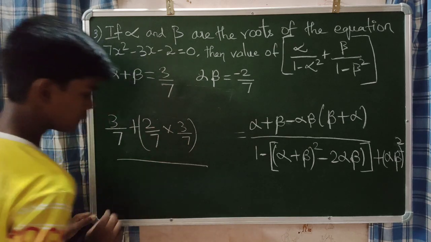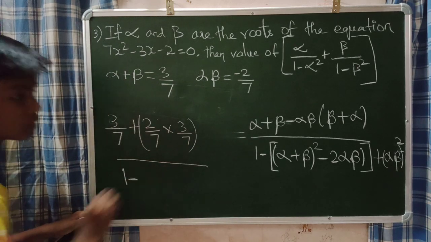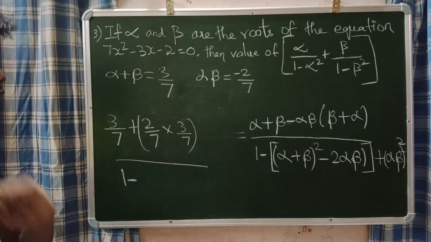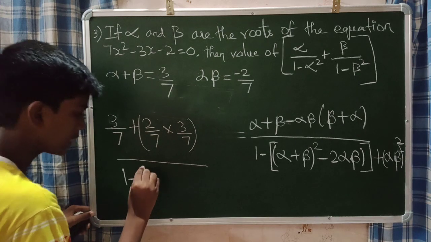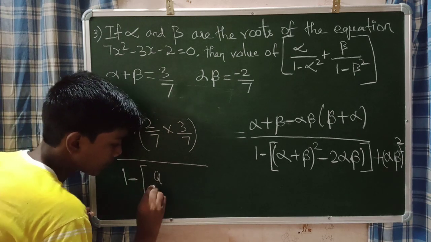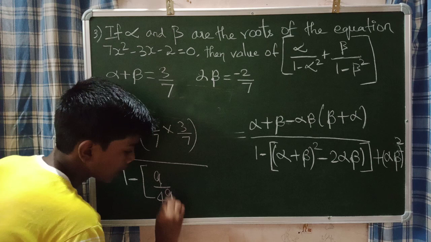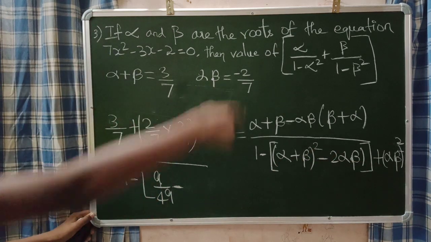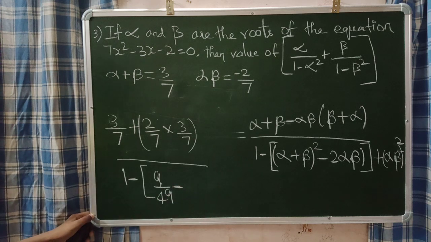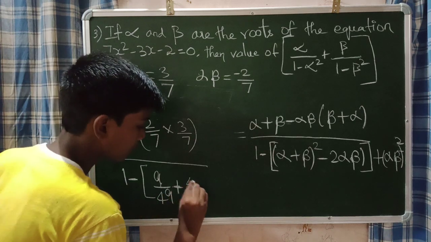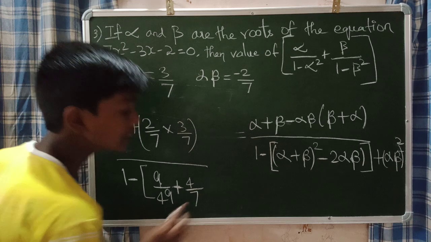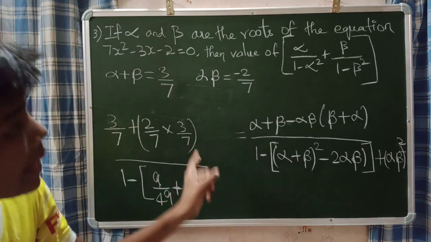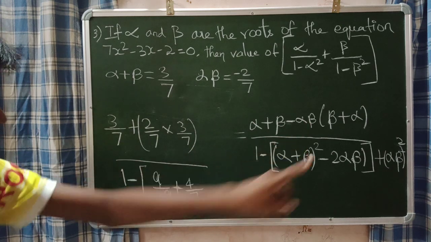Now, divided by 1 minus alpha plus beta whole square. Alpha plus beta is 3 by 7, so 3 by 7 whole square is 9 by 49. Minus 2 alpha beta. Alpha beta is minus 2 by 7, so minus 2 into minus 2 by 7 will be plus 4 by 7.